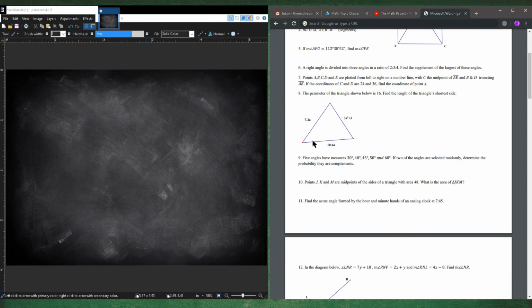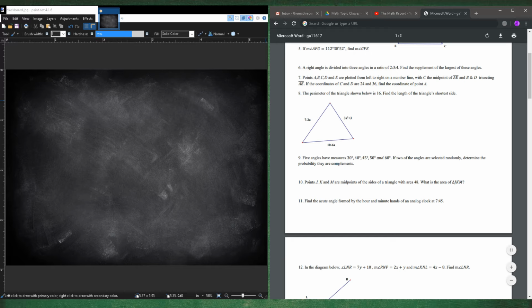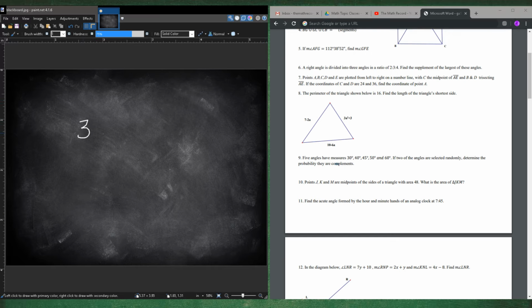Question 8. The perimeter of the triangle below is 16. Find the length of the triangle's shortest side. So let's find these first. So all these sides added together must be 16. So let's combine like terms first. You have a 3a squared. That's the only one we have with the power 2.